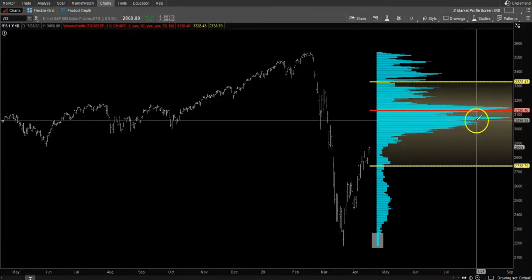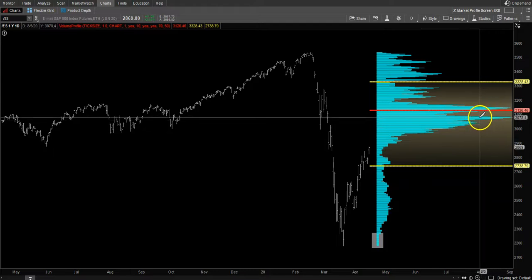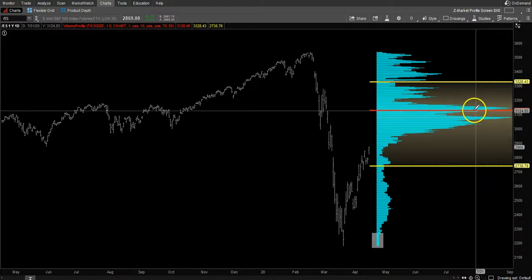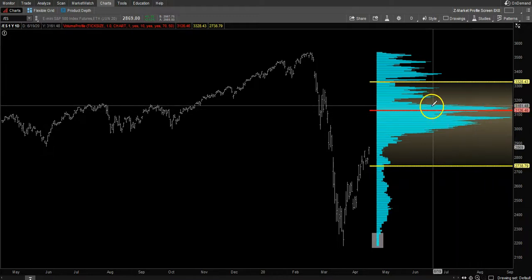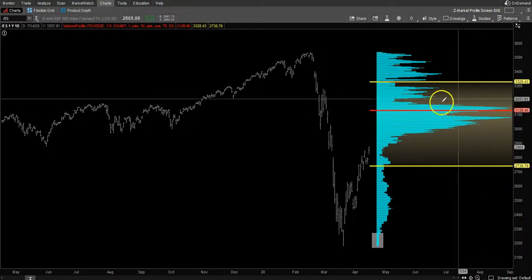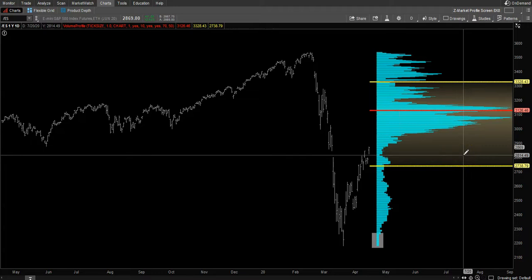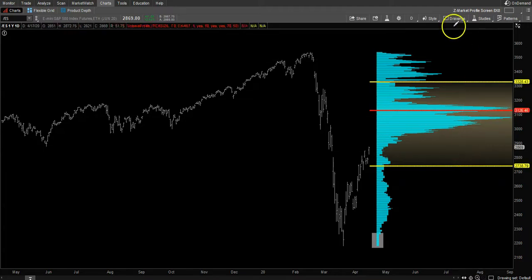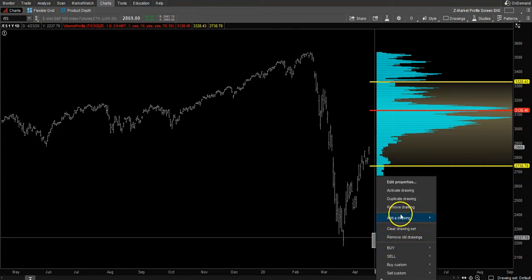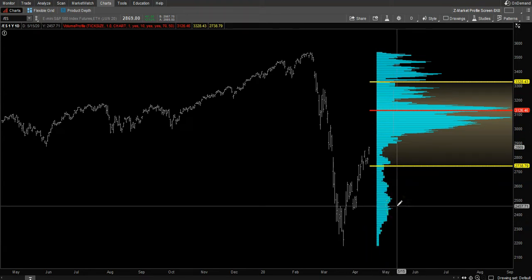If we do keep going higher, I would definitely be watching this high volume node, 3075, as a major resistance. Also the point of control, double distribution. So very interesting times, very interesting chart when you look at this on the bigger picture. But again, I will leave all this down below. Just another really good way to read and interpret market profile charts.